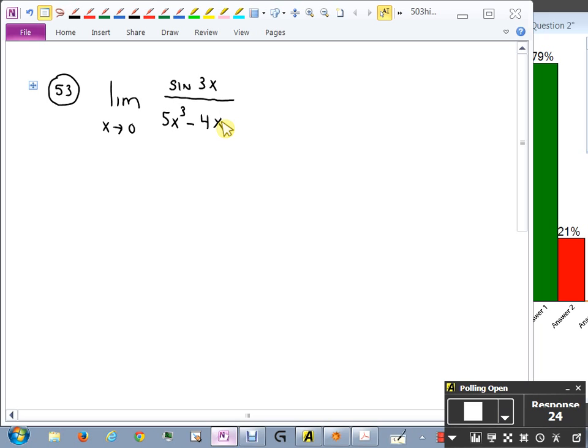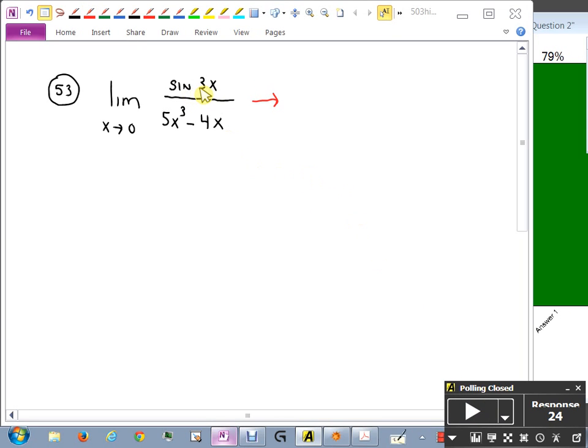So let's just try real quick plugging 0 in, using direct substitution. 3 times 0 gives you 0. Sine of 0 is 0. And on the bottom, 0 goes in, you get 0. So we have 0 over 0, which according to our little cheat sheet says that when the form of the limit is 0 over 0, we want to do some algebra, some sort of trick.